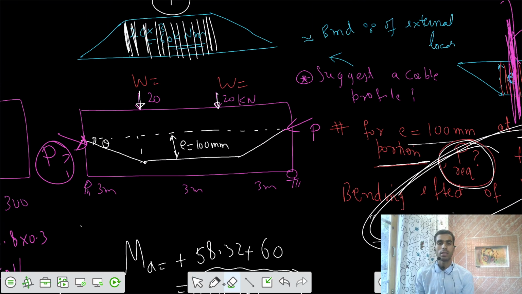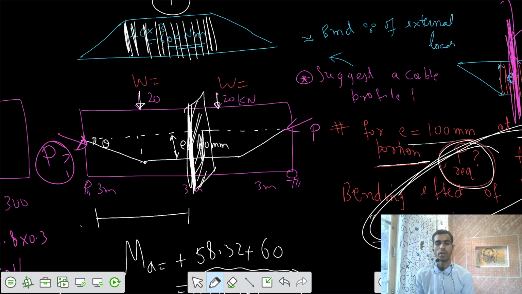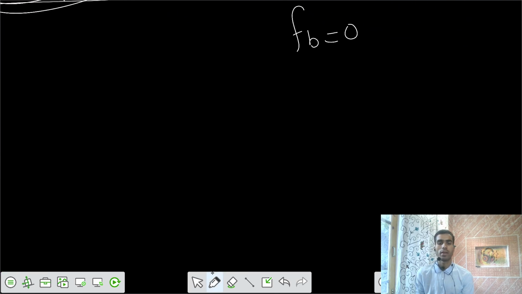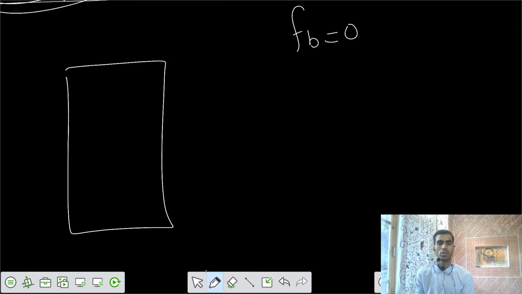So let's say P at this location. Can you tell me what the eccentricity is at this location? So we need to take a section at the midspan. I would take that section. It has an eccentricity of e equal to 100. So this is your section. Neutral axis is this one. P force is acting here. Eccentricity at the midspan section is 100 millimeters.